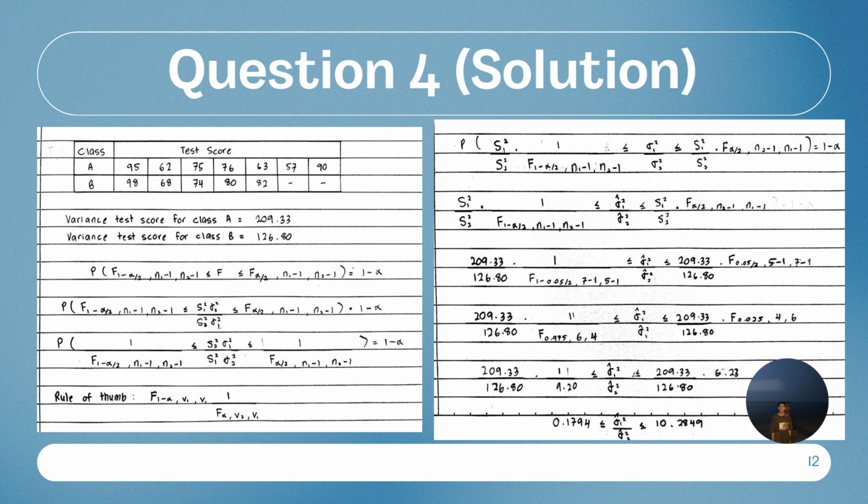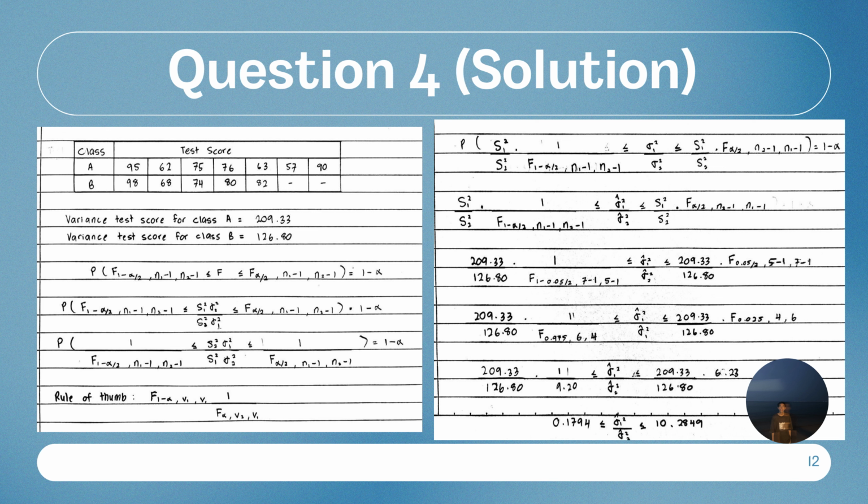We use the F distribution to construct the confidence interval for the variance. The formula we use is the probability of the value of f alpha over 2, n1 minus 1 and n2 minus 1, less than or equal to f, less than or equal to the value of f 1 minus alpha over 2, n1 minus 1 and n2 minus 1, equals 1 minus alpha.